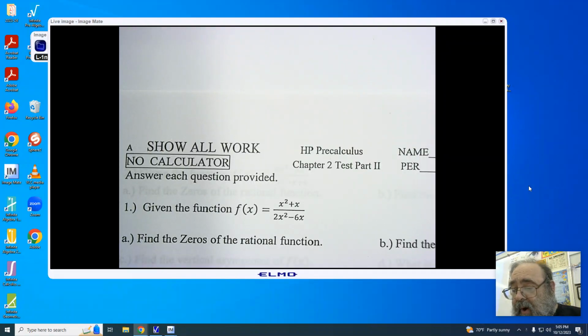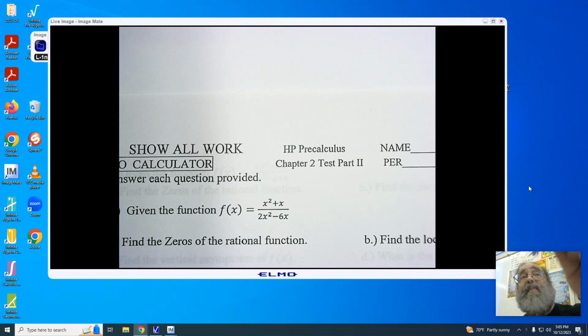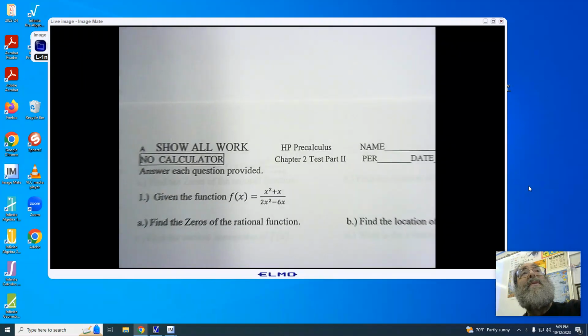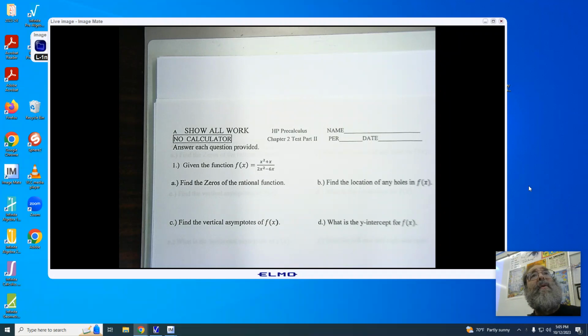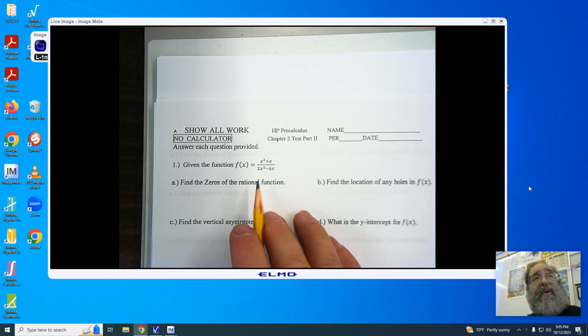Today, you'll notice we're going to be taking a look at our Honors Pre-Calculus pretest. This is for Chapter 2, Part 2, where we're working with the rational functions. Now, you'll notice here we have our first polynomial, and we are wanting to factor this.